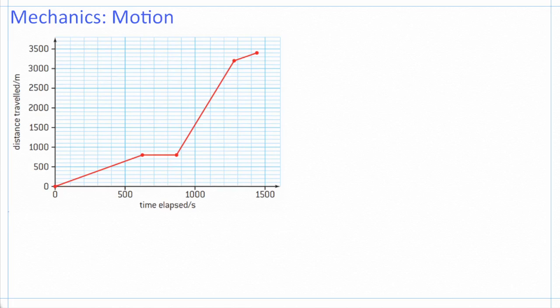So usually when dealing with motion, it's quite useful for us to produce some graphs. And the most common graphs in the IB exams are the distance time graphs and velocity time graphs. And we can actually quite easily get some very important information from those.